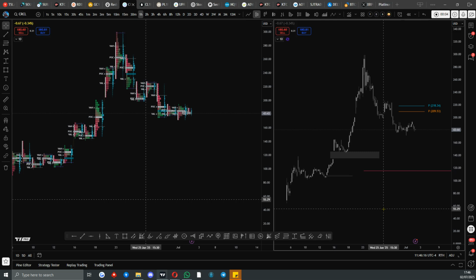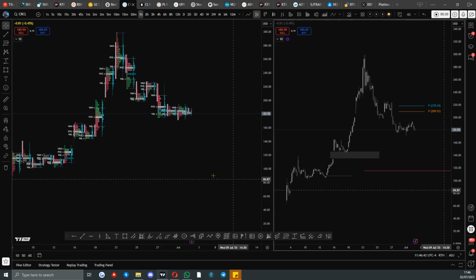Today I'm looking at a stock called Circle. It recently had its initial public offering and was listed onto the New York Stock Exchange at the start of June. There's not a great deal of price action in terms of the chart, obviously because it's newly listed, so I've got a very limited amount of data to work with.